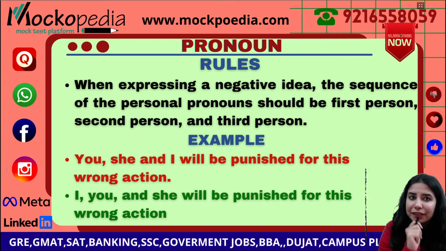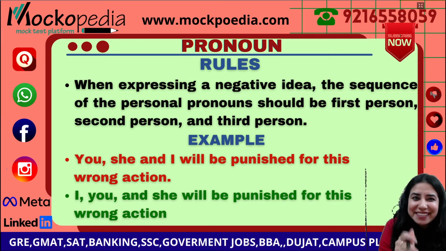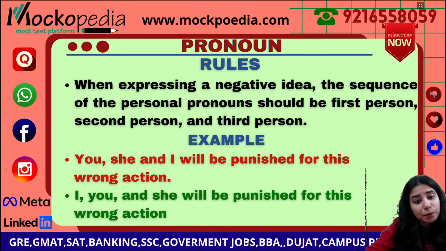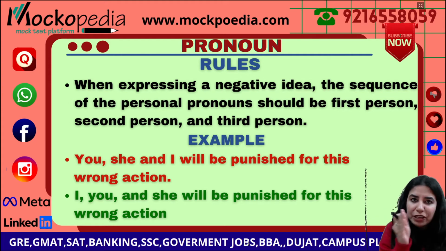तो अगर आप एक नेगेटिव आइडिया को एक्सप्रेस कर रहे हो, so the order is going to be first place you, so you should be the guilty, right? So पहले you take the responsibility, I, then the second person you, and then the third person. So 1, 2, 3. That's how you can remember. The sequence of placing the personal pronouns would be first person, second person, third person.